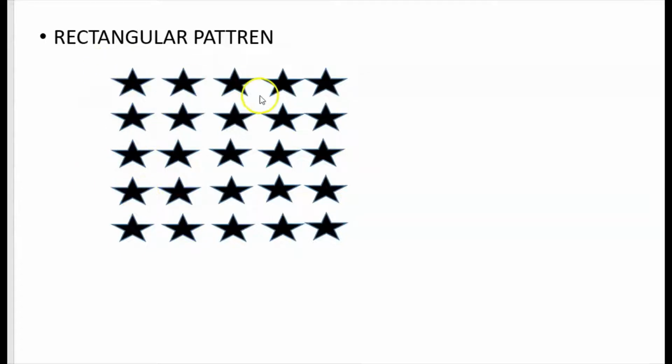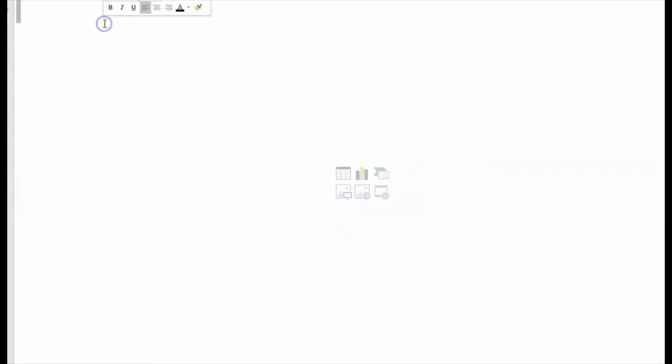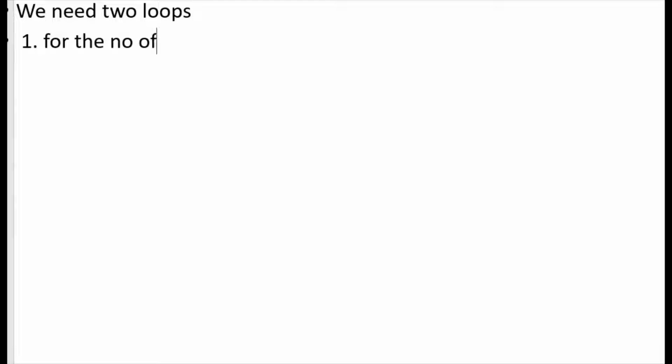For that, we need one loop for the rows. And inside each row, if we print the first row, then we need to print 1, 2, 3, 4, 5 stars inside that row. So we need a nested loop for printing the stars in each row. Here we can say that we need 2 loops. The first one is for the number of lines, that means for the rows.